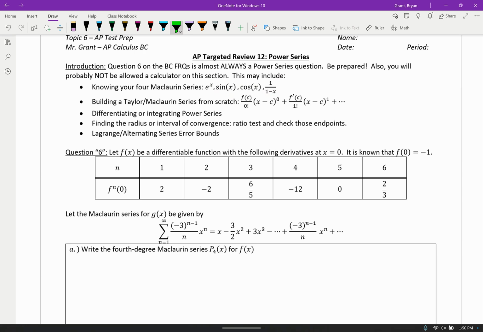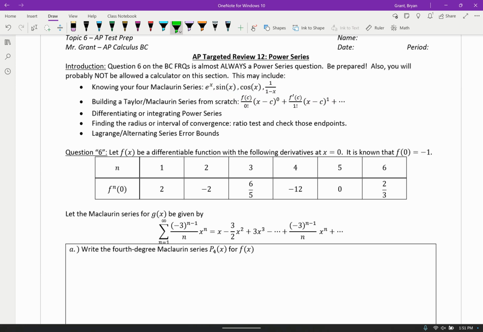And at their core, you also need to be able to build a Taylor or Maclaurin series, right? A Maclaurin series is just a Taylor series, but centered at 0. I used C for the center here, yeah? And you need to be able to build that from scratch. Your usual f of the center over 0 factorial times x minus the center to the 0th, and follow the pattern out for as far as we need.